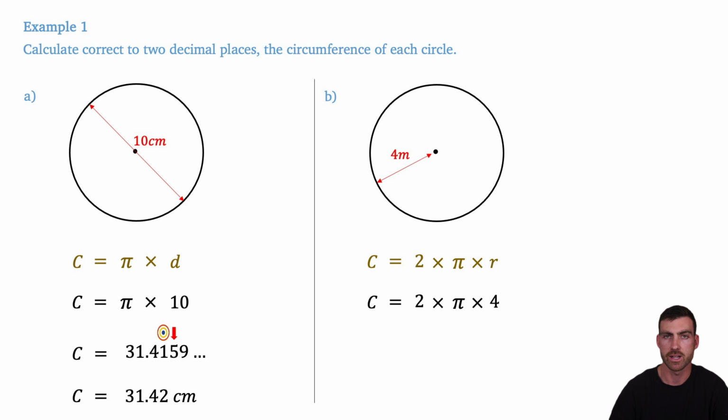Now on the calculator, type in 2 times pi times 4, which equals 25.1327 continued. Finally, rounding to 2 decimal places, the target digit is 3. The next digit is 2, which is less than 5, so we round down. Final answer is 25.13 meters.